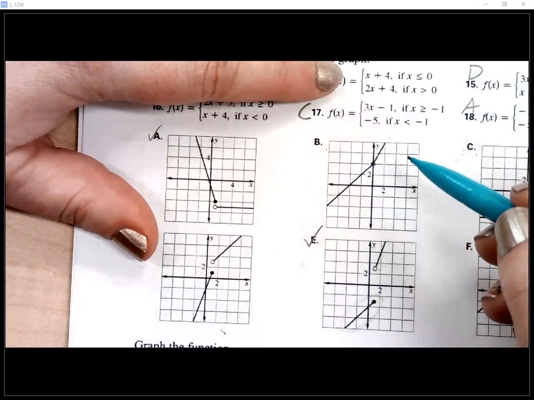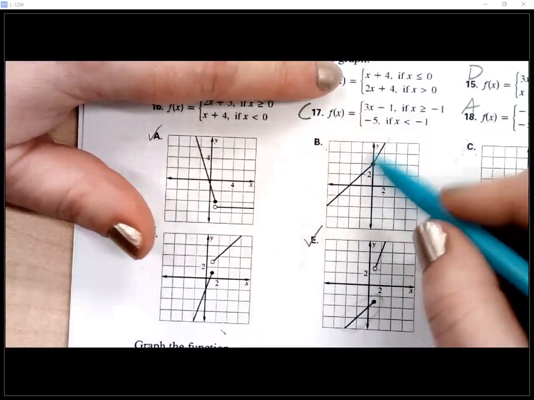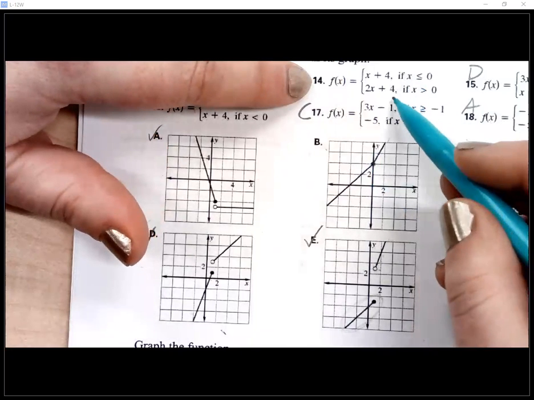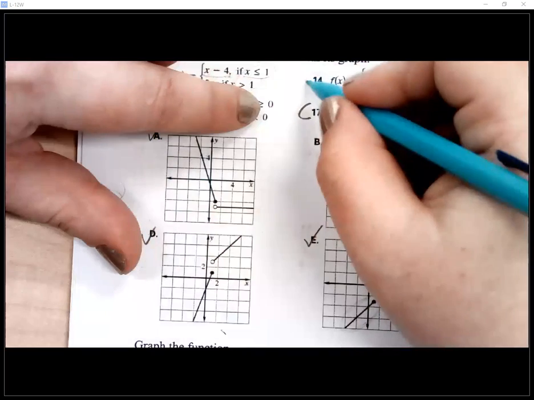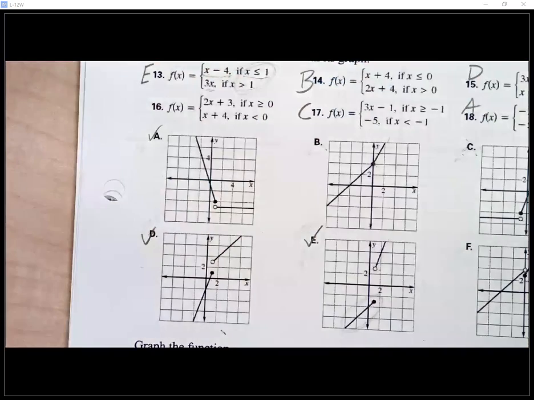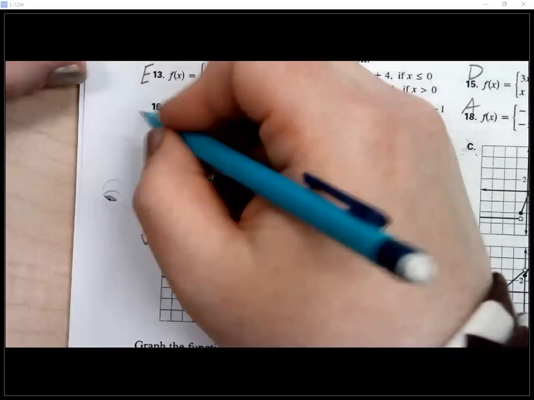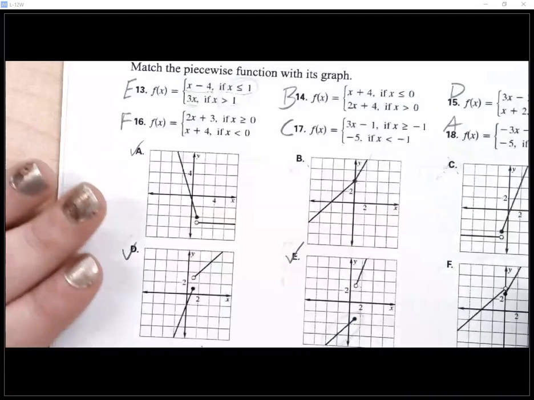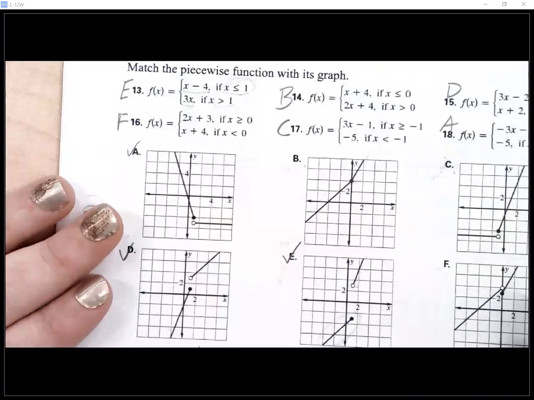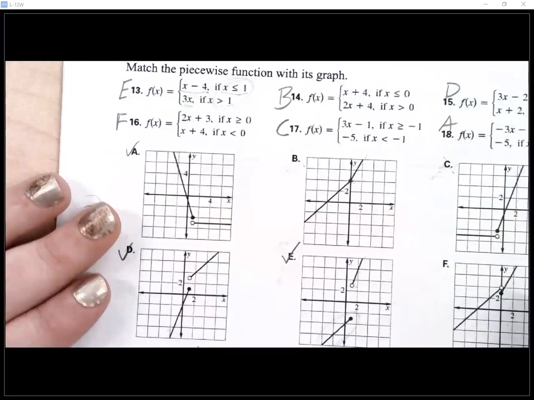Oh, no, when X is less than 1. Yeah, so 14 is B. So then obviously 16 must be F. Okay, so that was just a little way for you to get used to what piecewise functions look like when they're written down.